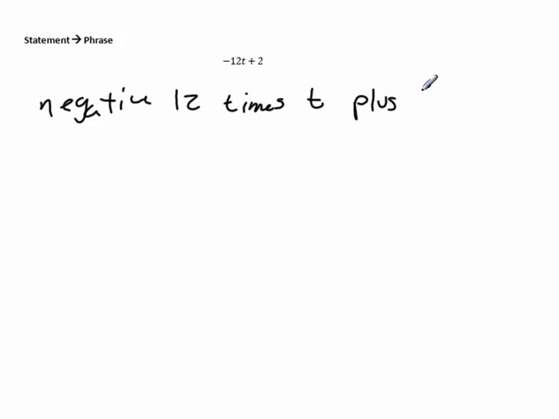So the first thing it asks you to do is take this mathematical statement and turn it into a phrase. And really, I'm just going to say it as I see it. It looks like negative 12 times t plus 2. If you want to get fancy, we could say 2 more than the product of negative 12 and t. But to me, it seems a little easier just to write it as you see it.